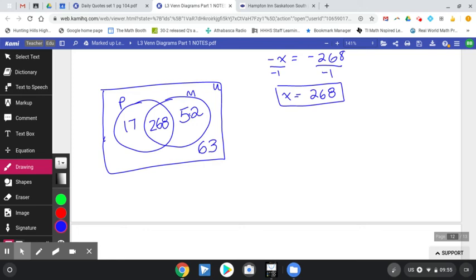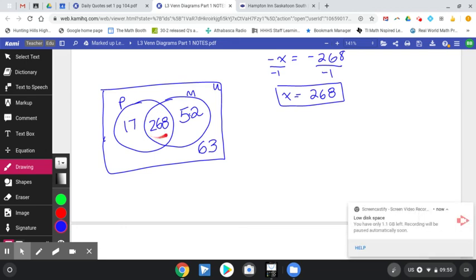And then the question that is maybe the trickiest here is if we were asked how many households have a PVR or an MFP. Remember that or means add. If I was asked that question, I would have to do 17 plus 268 plus 52. That would tell me how many households have a PVR or an MFP.